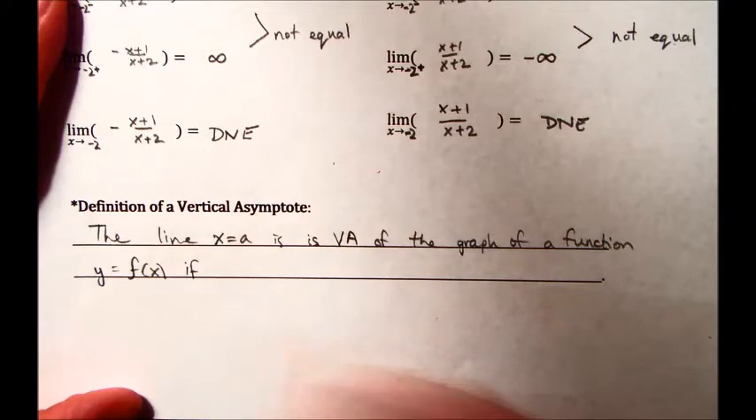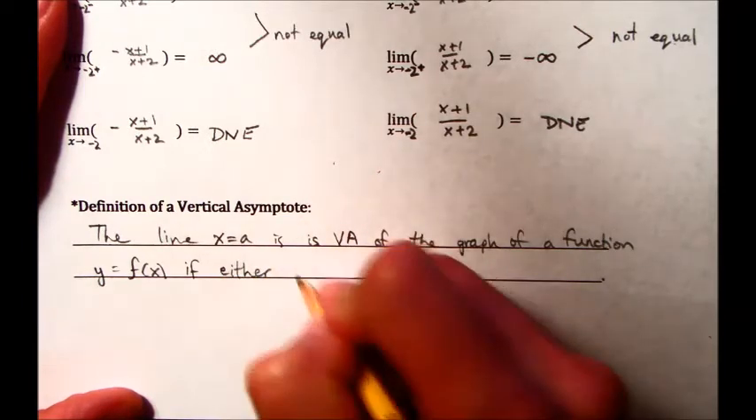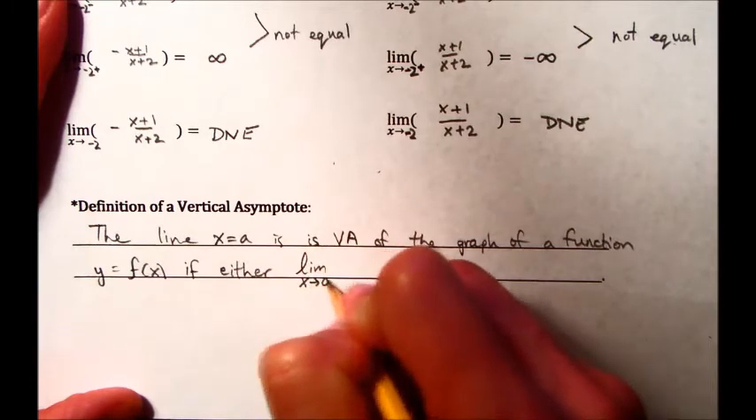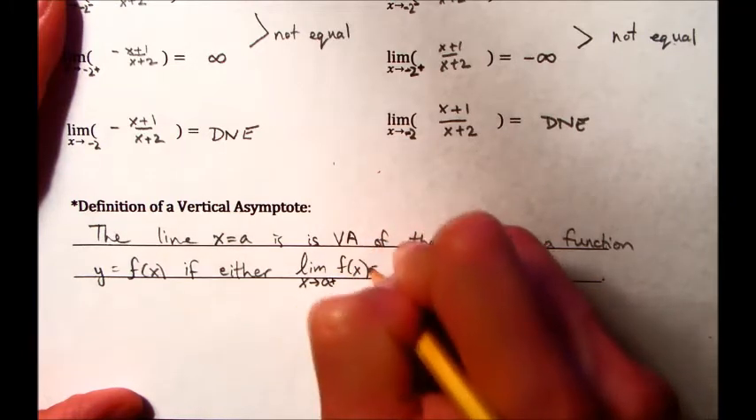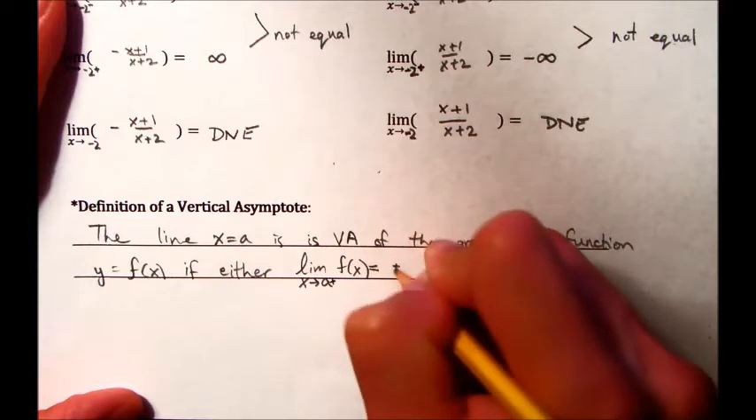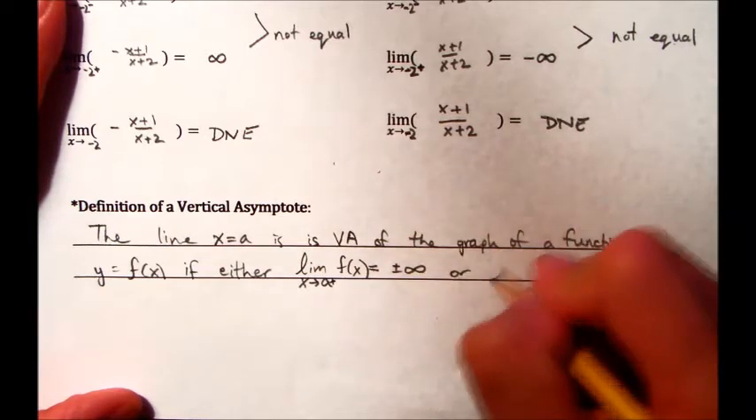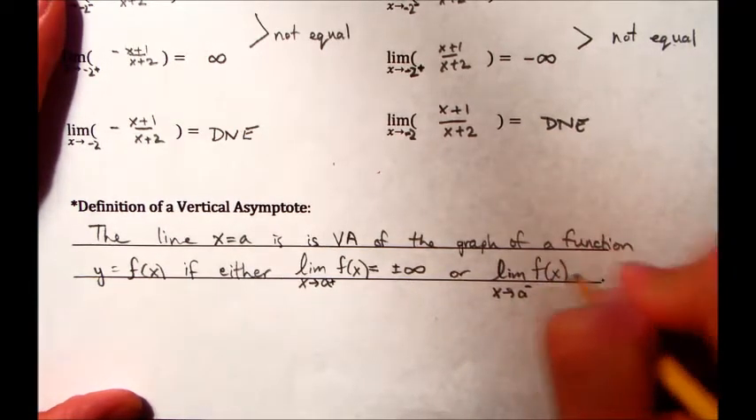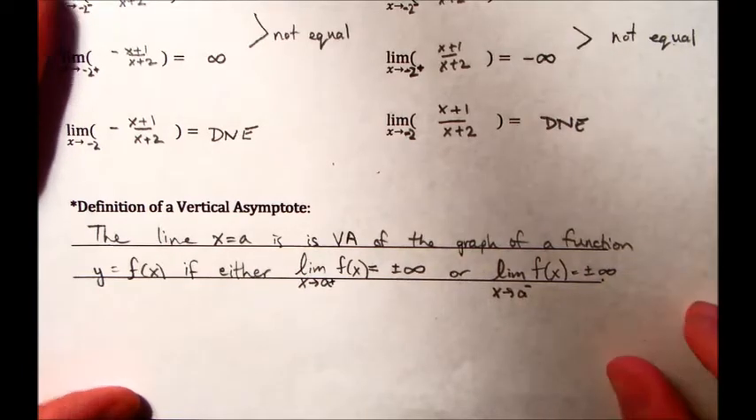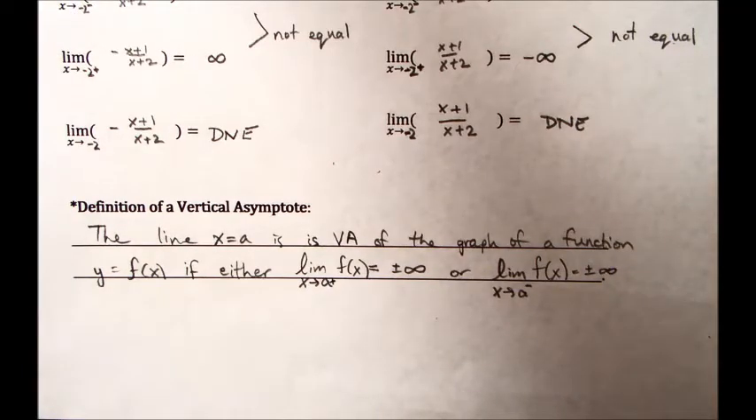and then either of these have to be true: either the limit as x approaches a from the right of f of x equals infinity or -infinity, or the limit as x approaches a from the left of f of x gives us an answer involving infinity. So basically, if an answer is infinity or -infinity, and this down here is a number, a constant, then you're dealing with a vertical asymptote, and it can be either of these scenarios. Okay?